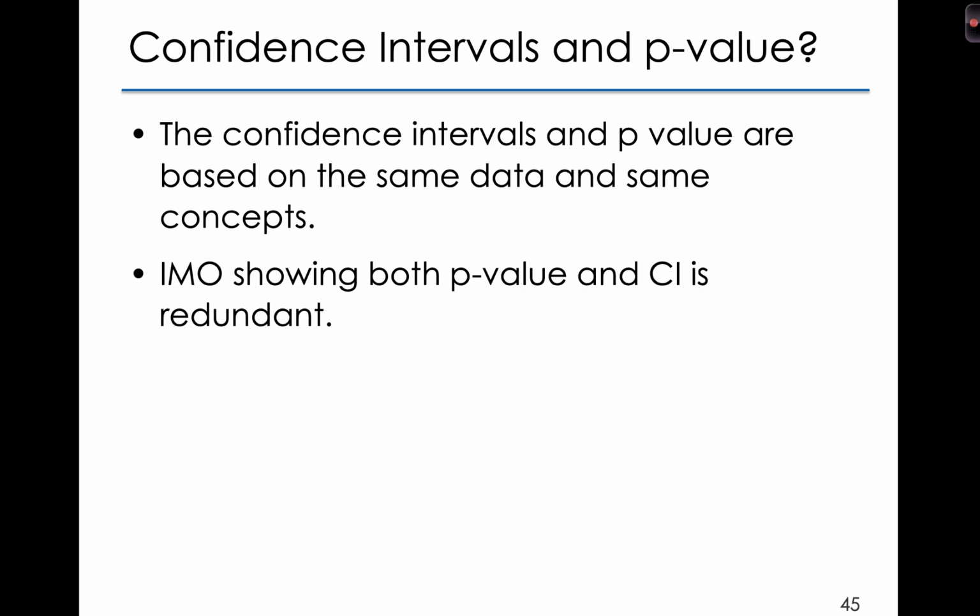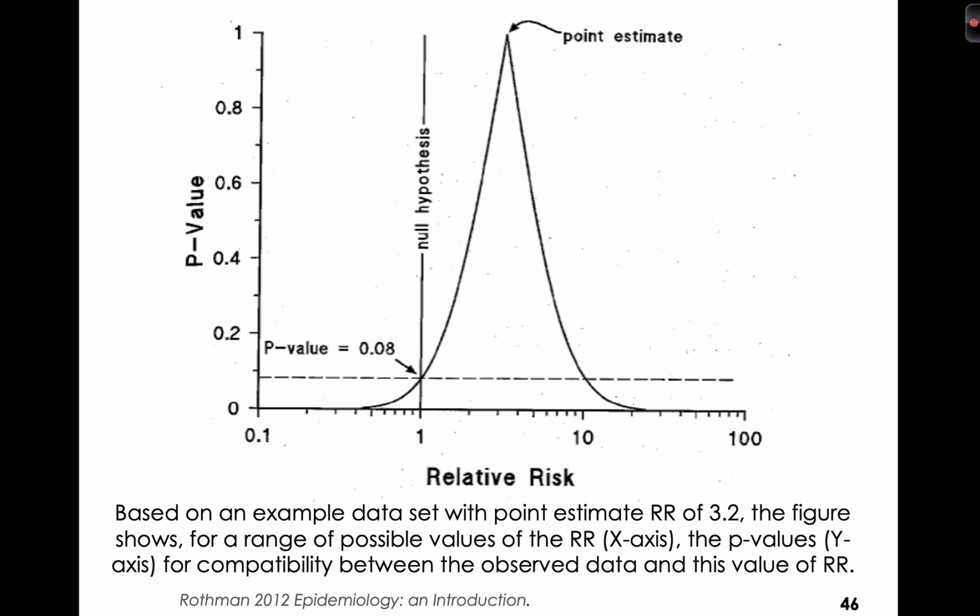I often see papers that present both a confidence interval and a p-value. I discourage that. The confidence interval and the p-value are based on the same data and the same concepts. So showing both the p-value and the confidence interval, I believe, is redundant.